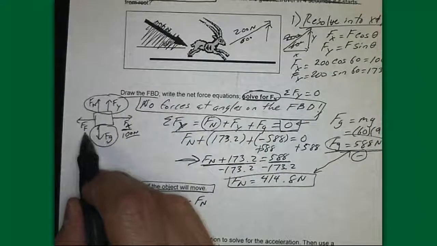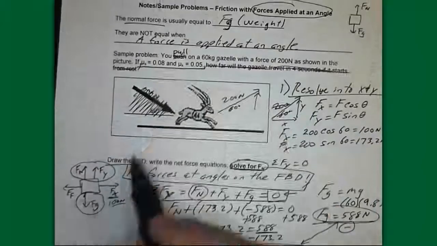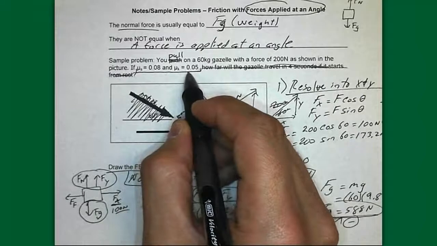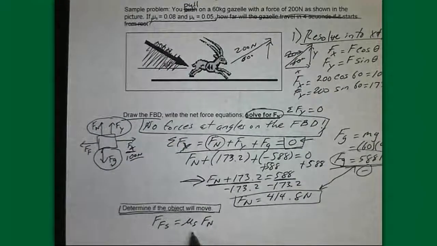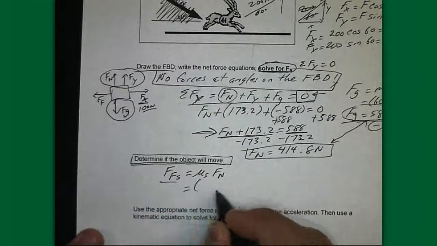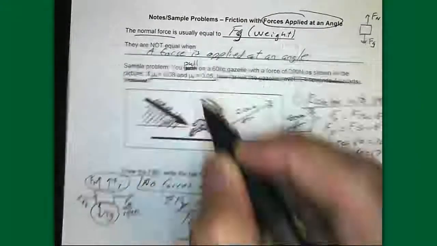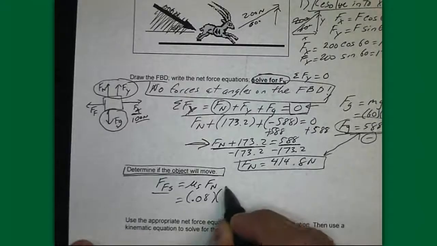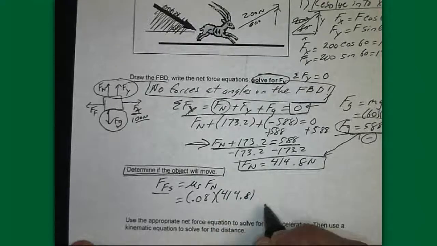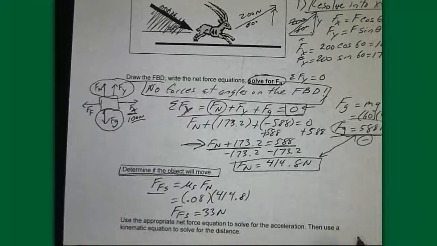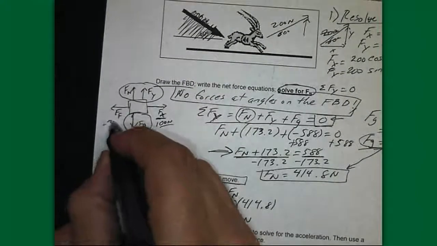Question is, what's the friction force that I'm fighting? Notice at the beginning they gave us coefficients of friction, and that's a pretty good clue that you're going to use the friction equation, which is this, and this is when we use it. So to find the force of friction, I know that the static friction coefficient they gave me is 0.08 times the normal force I just found of 414.8. And if you multiply those two together, you will get a friction force of about 33.2 newtons. So we can put that in here.